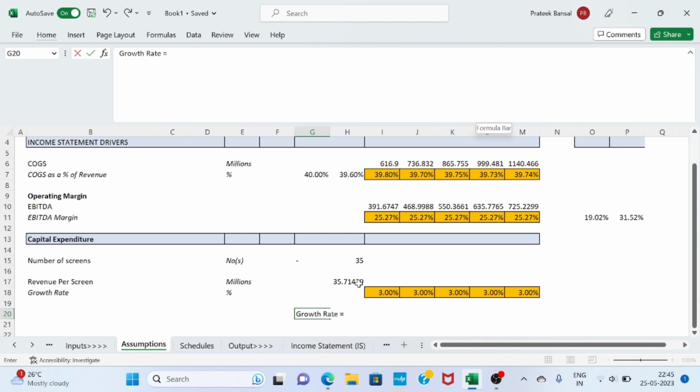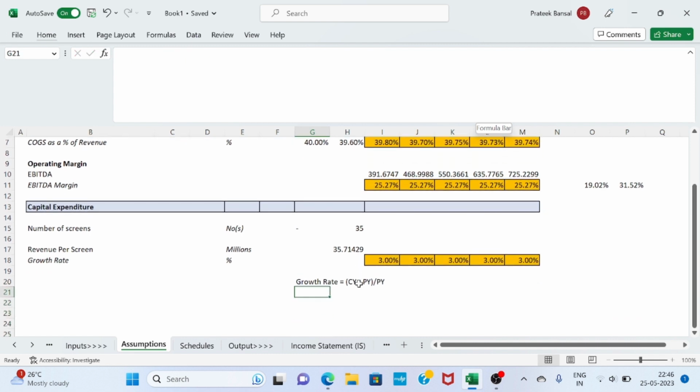Growth rate is equal to current year figure minus previous year figure divided by previous year, right? But in this case, we are not going to calculate the growth rate, we have to calculate the revenue per screen. First of all, let's see how we are going to calculate the revenue per screen.